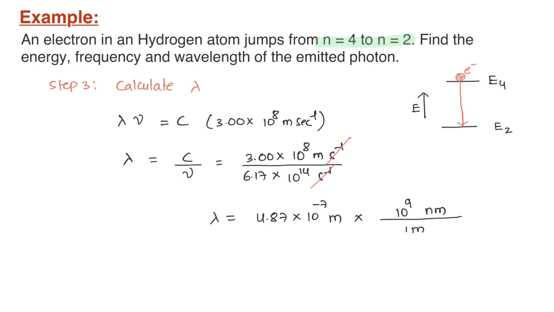If we convert this into nanometers, we get 487 nanometers. This wavelength lies in the visible region of the electromagnetic spectrum.